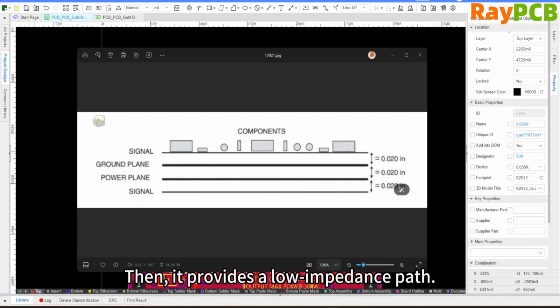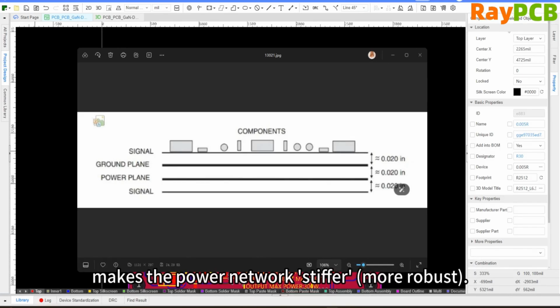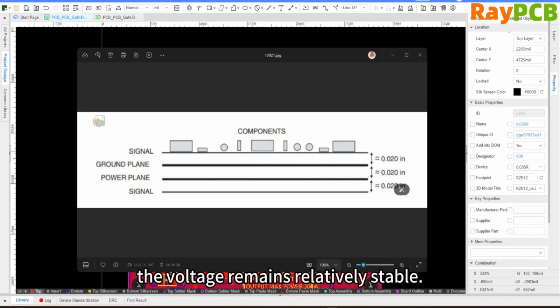Next, it provides a low impedance path. The low impedance path offered by the power and ground planes increases the robustness of the power network. So even with large current fluctuations, the voltage remains relatively stable.